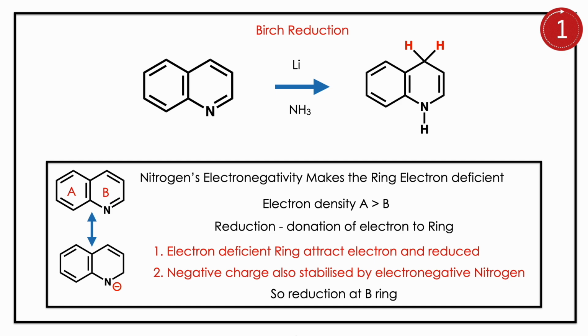Moreover, the reduction happens at the 1,4 position where nitrogen also gets reduced, because the negative charge can also be stabilized by electronegative nitrogen. The concept you have to learn here is that in the quinoline ring system, the pyridine ring is reduced in a fashion that nitrogen gets reduced.